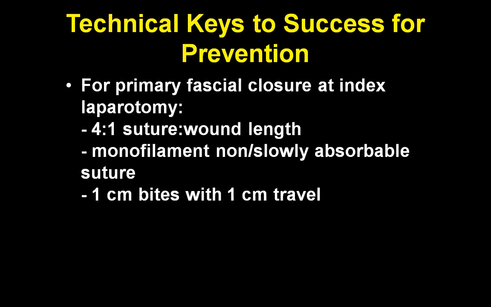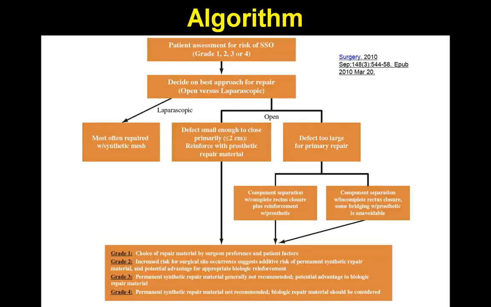Technical keys to success for prevention would be primary fascial closure at index laparotomy, 4:1 suture to wound length, use monofilament slowly absorbable suture, 1 centimeter bites at 1 centimeter intervals.